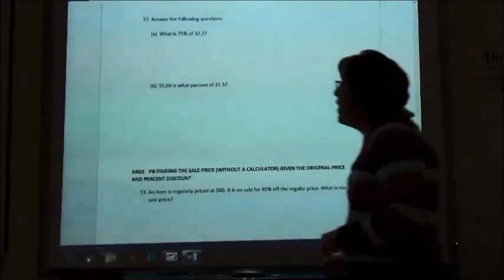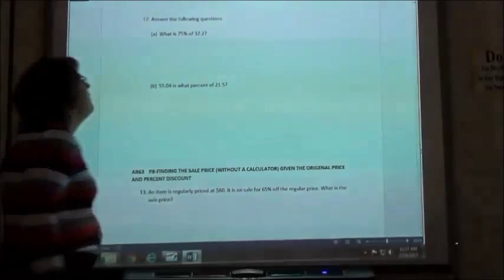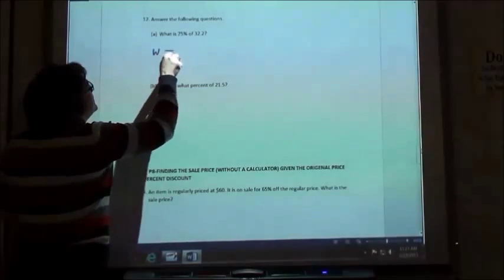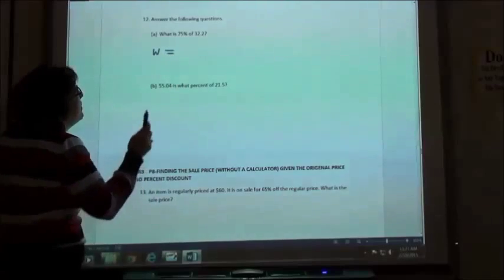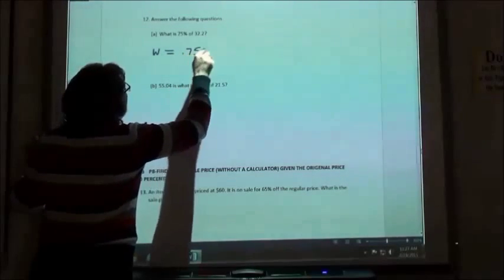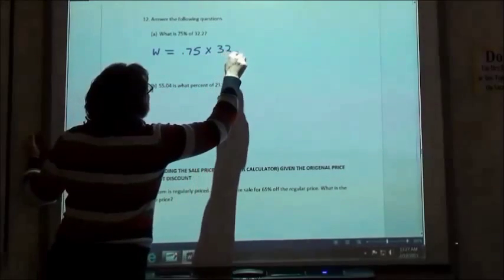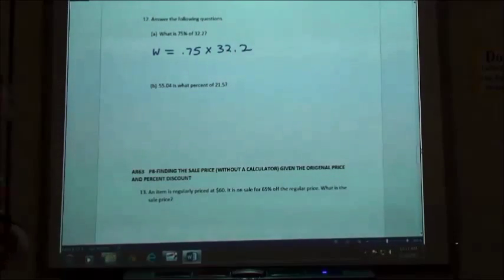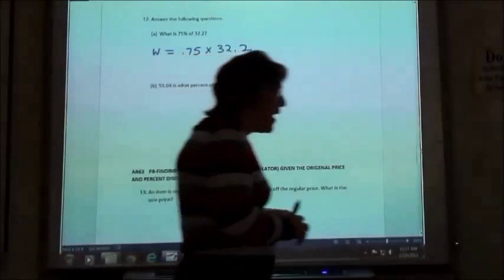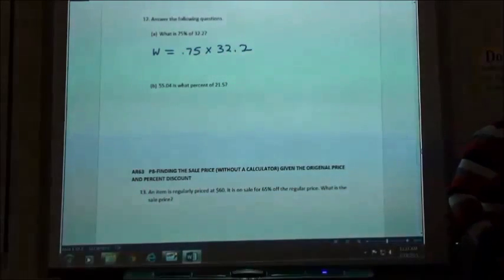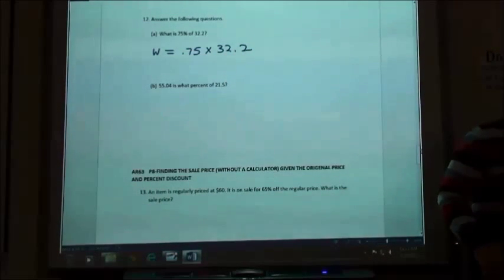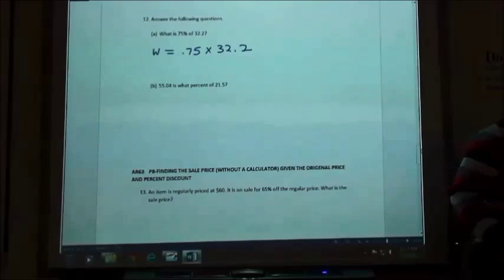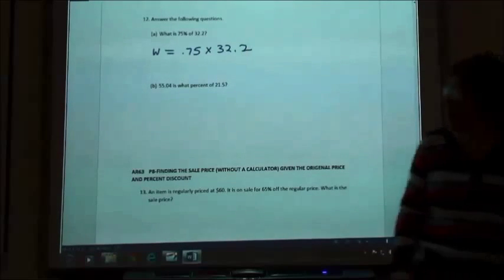Number 12, what is 75% of 32.2? So 75% is 0.75 of 32.2. That one's not too bad. 75% is 0.75. Again, these are on the same side, we're just going to multiply. So 0.75 times 32.2 gives me 24.15.